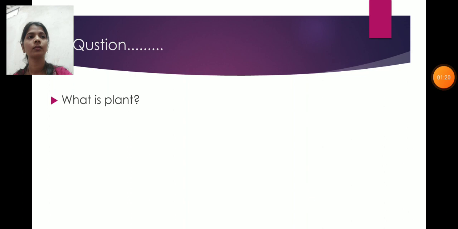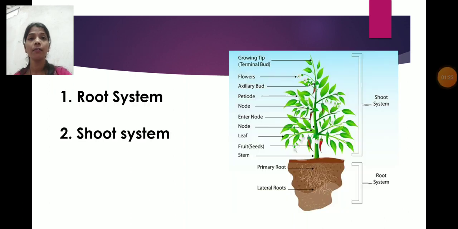Okay, now every plant has two systems, that is the root system and the shoot system. The root system is present below the soil and the shoot system is present above the soil, and the shoot system includes parts like stem, leaves, fruit, and flower.